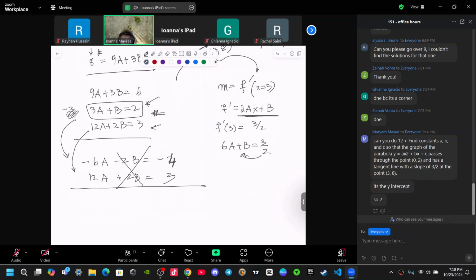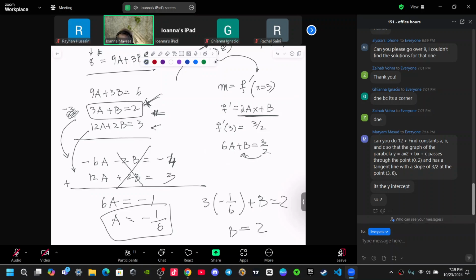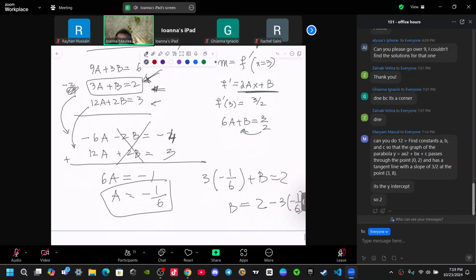So I add them. So 6A is equal to, I don't know, something. Nobody cares what it is. Once I have A, I can go here and find B. How do you find B? You don't simplify. 3 times A plus B is equal to 2. So my answer would be B is 2 minus this number. I wouldn't dare simplify in the exam.